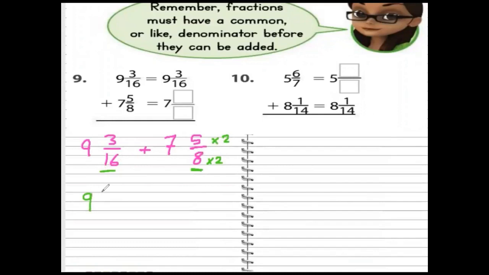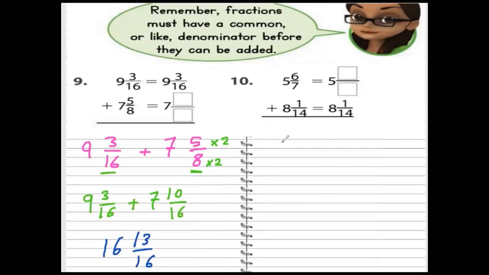This one is still the same, 3 over 16. And this one is going to be changed. 5 times 2 is 10 over 16. Now I think you have a common denominator. Add the fractions first. 10 plus 3 is 13 over 16. Then add the whole numbers. 9 plus 7 is 16. And I hope it's clear and easy.